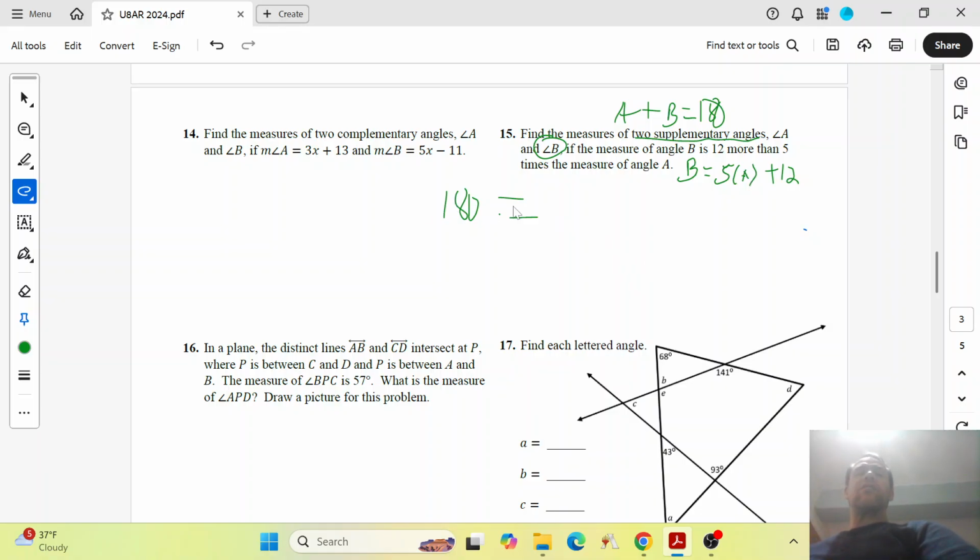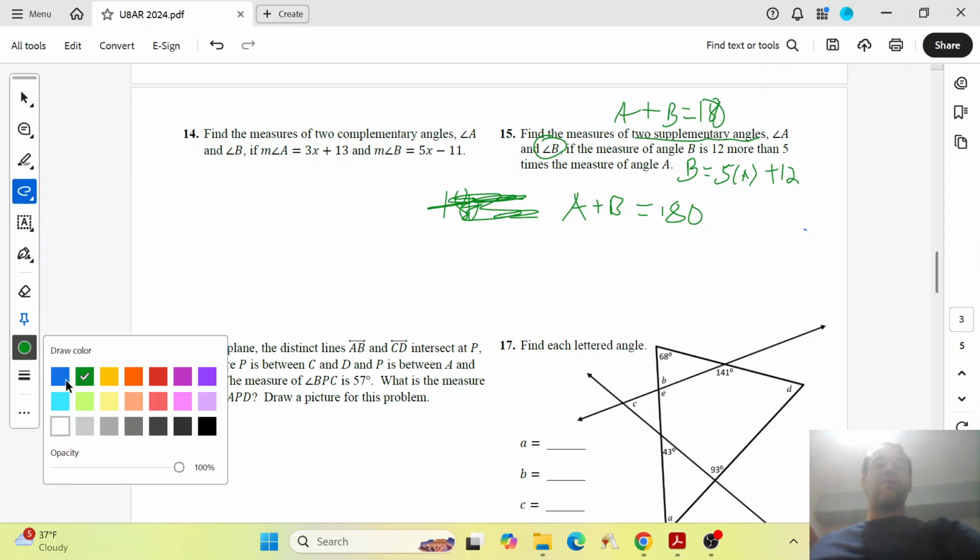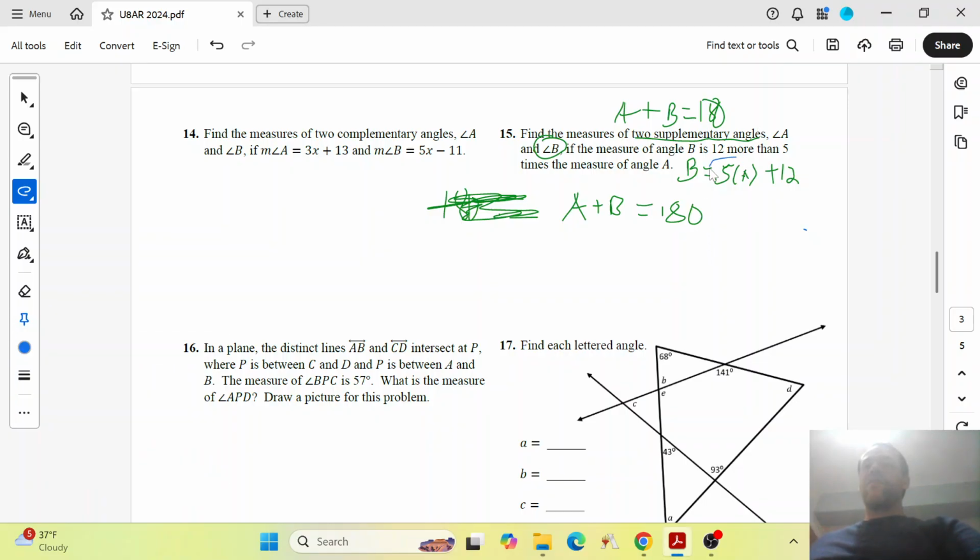Then we come down here to supplementary. Supplementary says that angle A plus angle B should equal 180. So all we're going to do now is substitute in and solve for angle A. Find the measures of the two supplementary angles. We're basically choosing one or the other. It's already set up for B to substitute in, so let's just substitute in for angle B. We take what angle B equals, which is this right here, and substitute right there, and then we can solve for A.